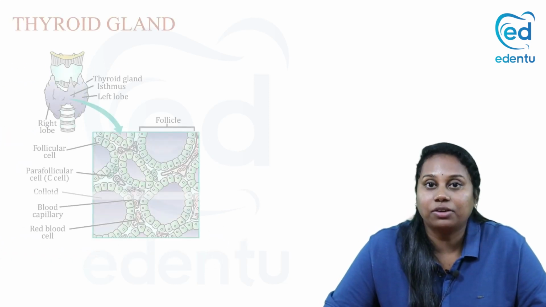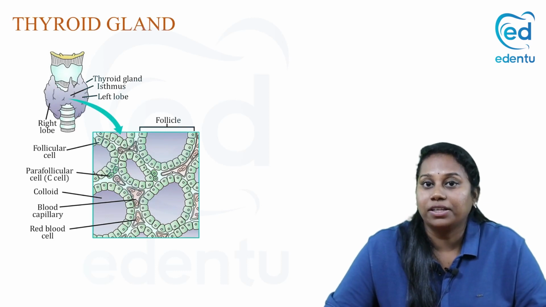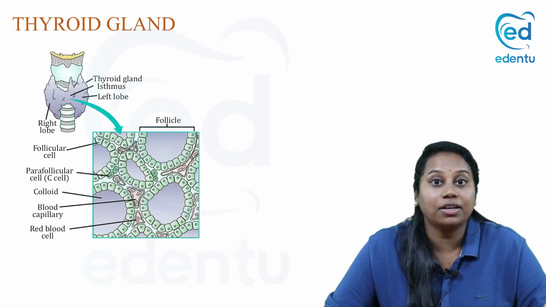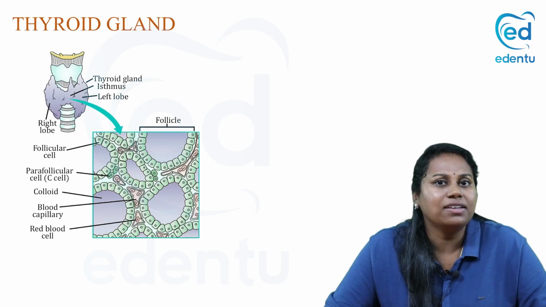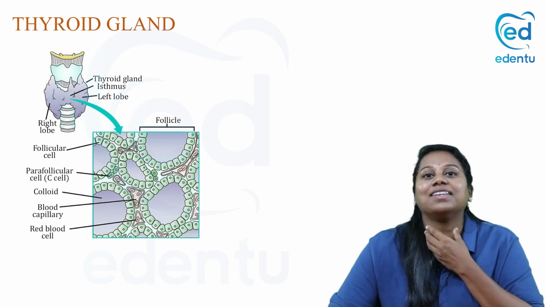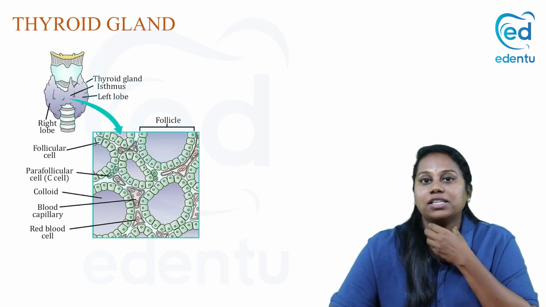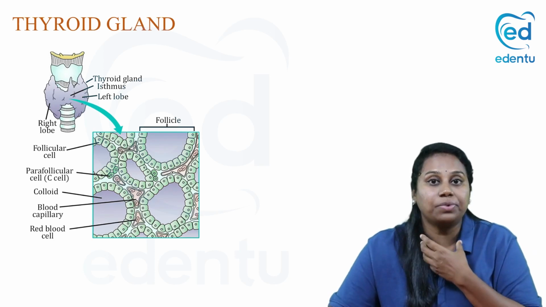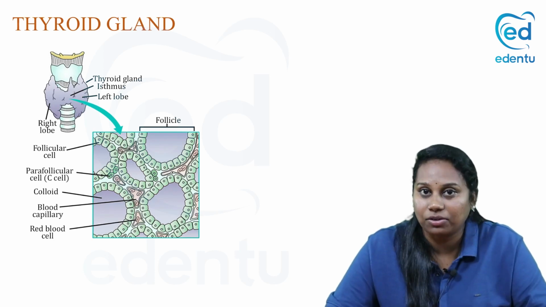So in this topic we will learn about the physiology and the pharmacological aspects of thyroid gland and also the clinical importance. So where is the thyroid gland located? Yes, in the anterior part of the neck. So any swelling in the thyroid gland will obviously present as a swelling in the anterior part of the neck.